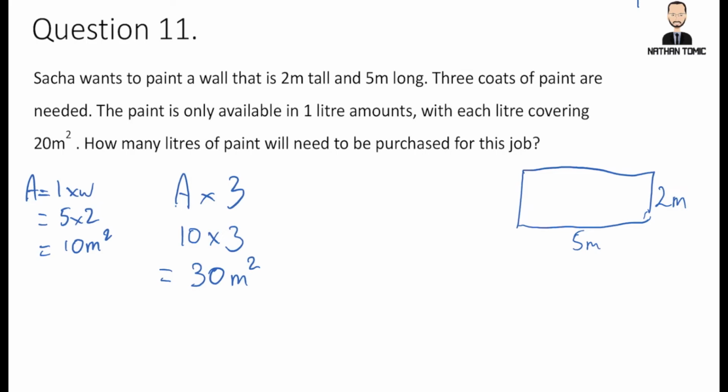Now, it says that paint is only available in 1 litre amounts. So we have to buy the full litre. We can't get a part. So we're not going to be looking for decimals here. And each litre that we buy covers 20 metres.